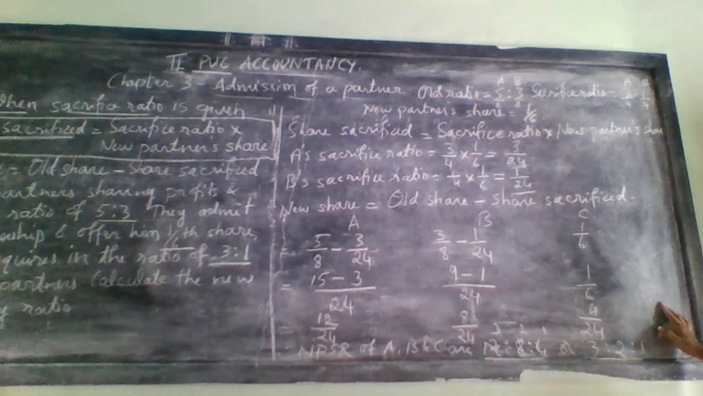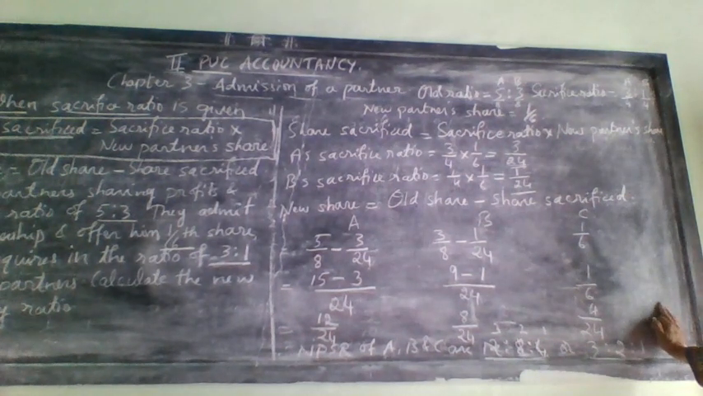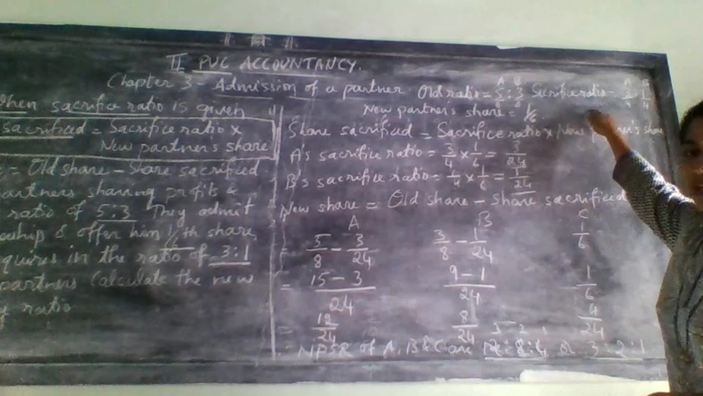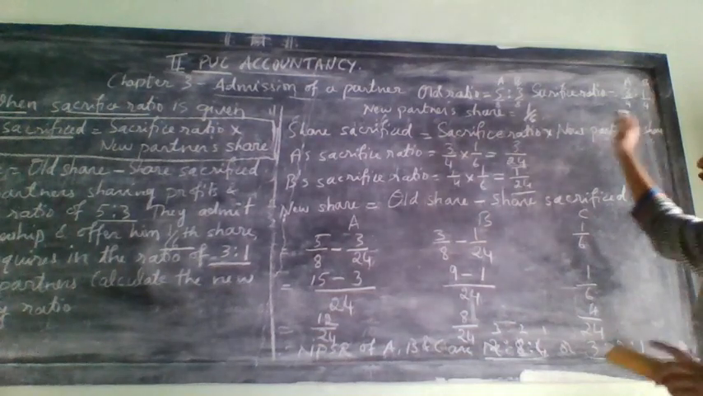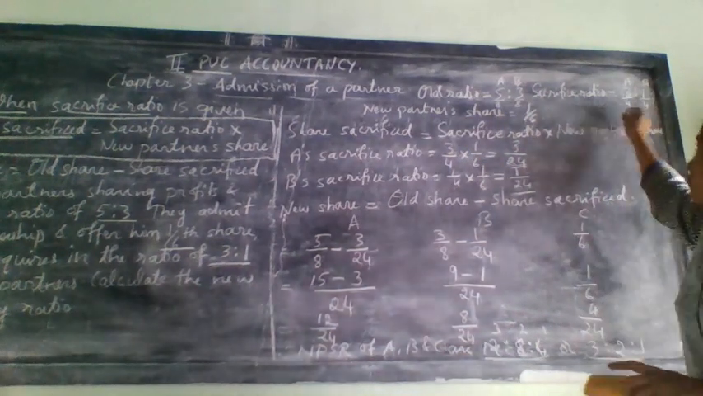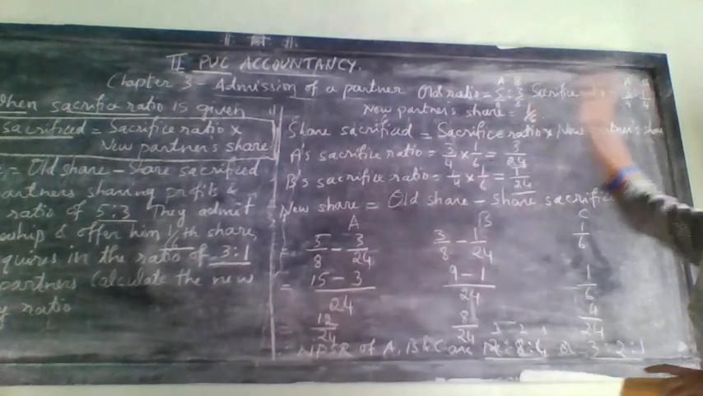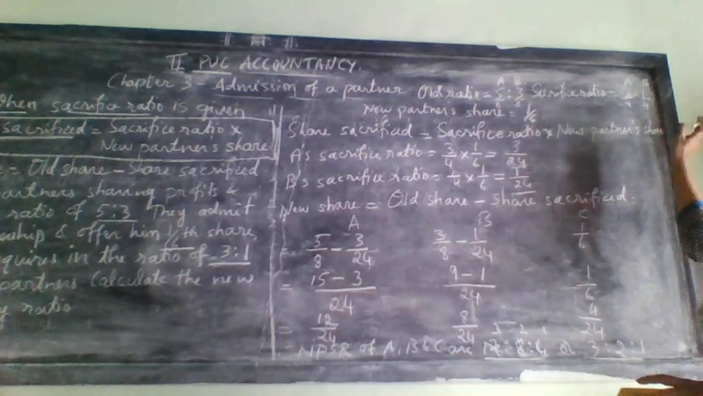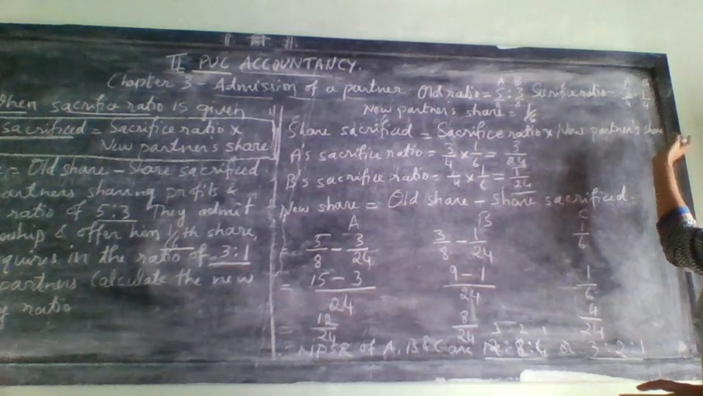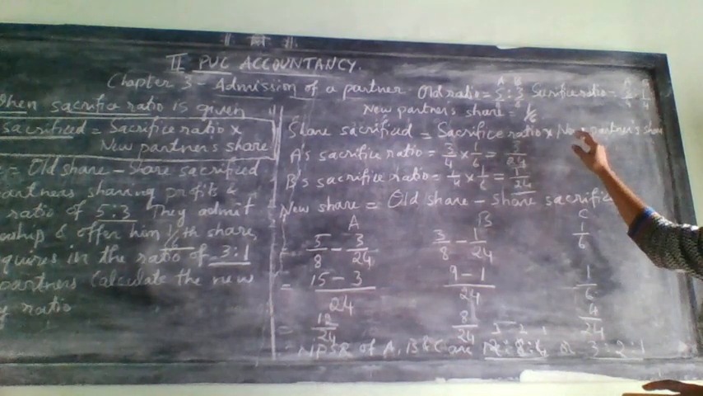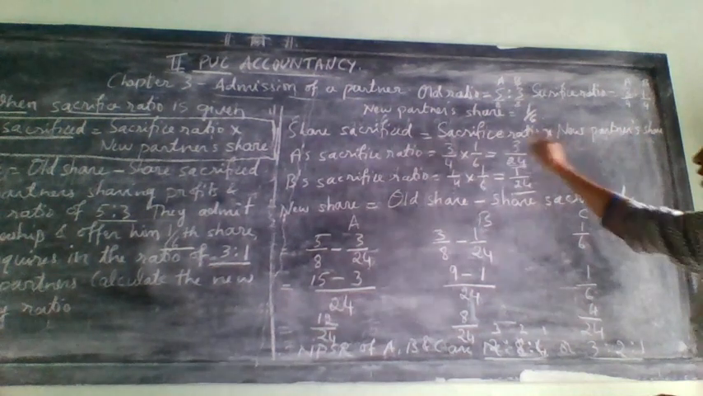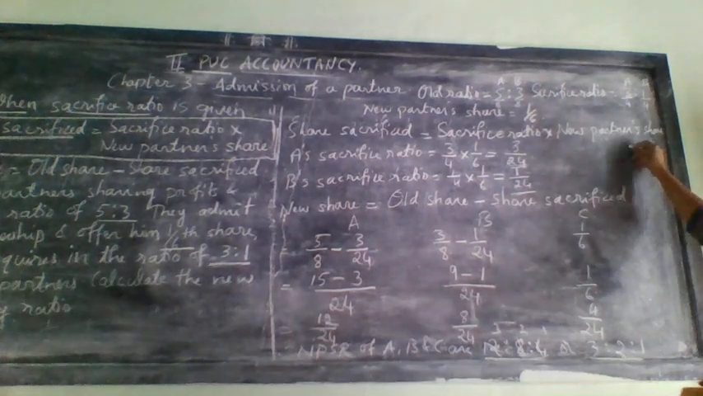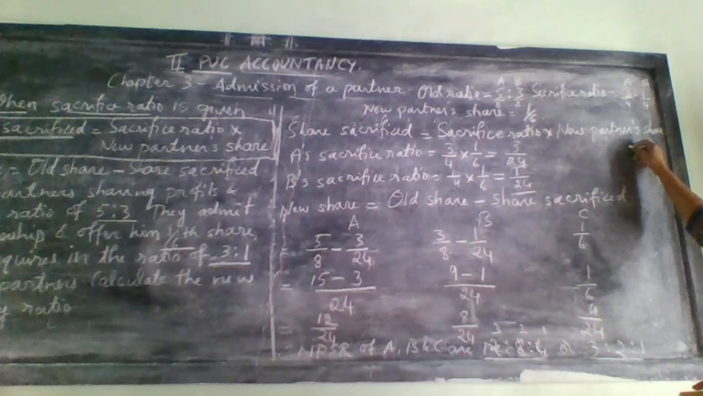This is case 5. In this case 5, they will give you to calculate new profit sharing ratio, they will give you old ratio, sacrifice ratio. Remember, it is not sacrifice share. They have given sacrifice ratio and new partner share. When they will give sacrifice ratio, it comes under case 5. So, when the sacrifice ratio is given in the problem, you need to convert sacrifice ratio into share sacrificed. So, to convert that into share sacrificed, the formula is sacrifice ratio into new partner share.